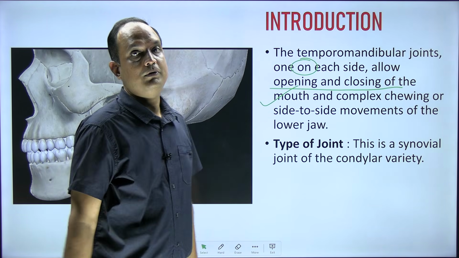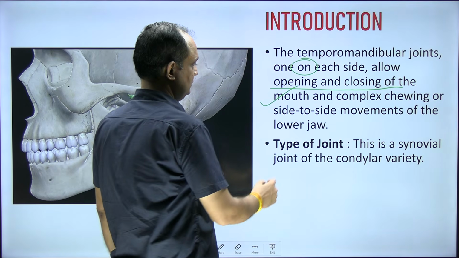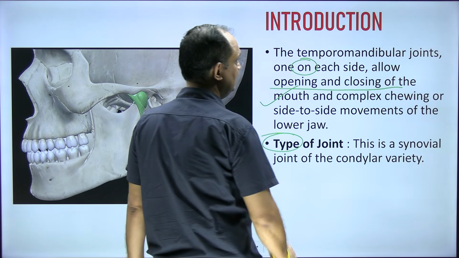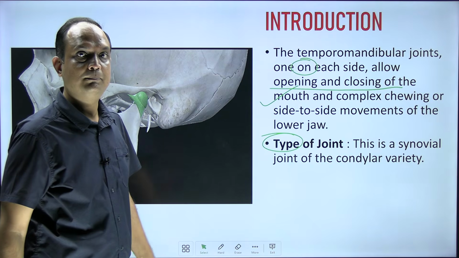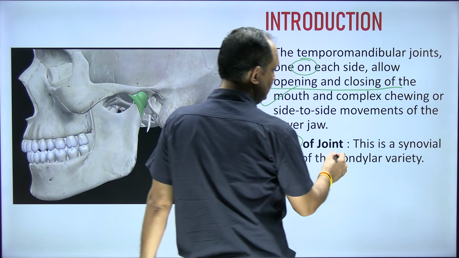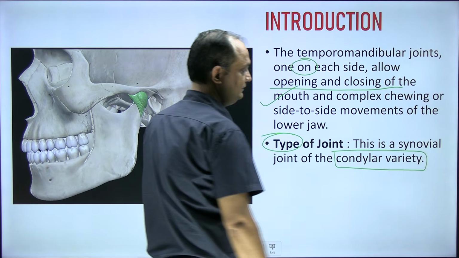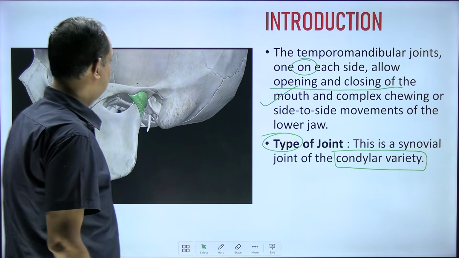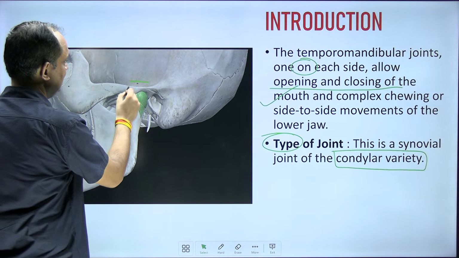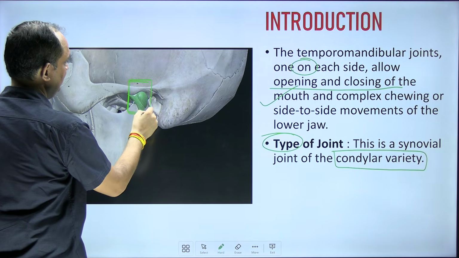Now what is the type of the joint? This is a very commonly asked question: what is the type of the temporomandibular joint? The temporomandibular joint is a condylar variety, or you can say it is a bicondylar variety. Here in this area you can see that this is your temporomandibular joint.